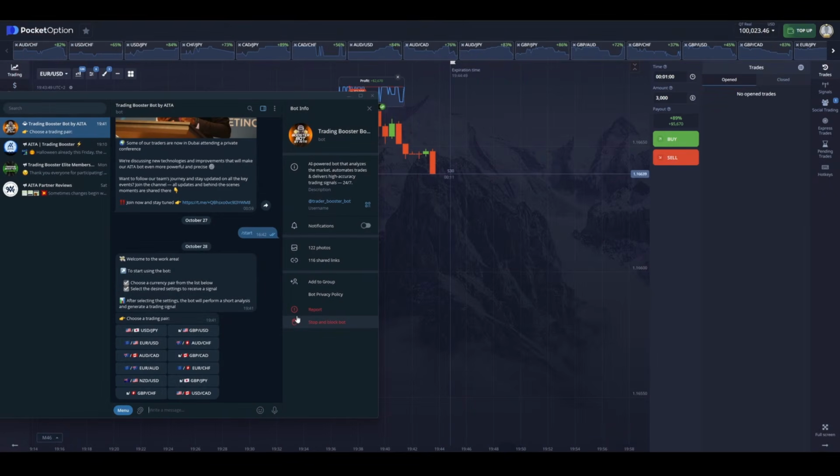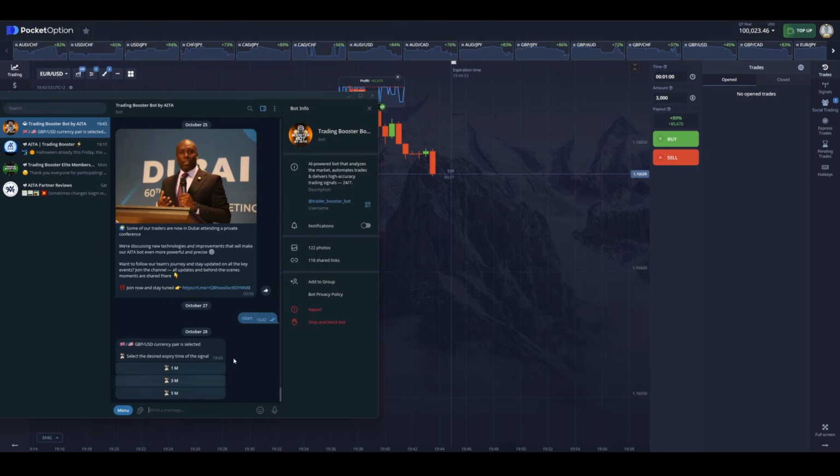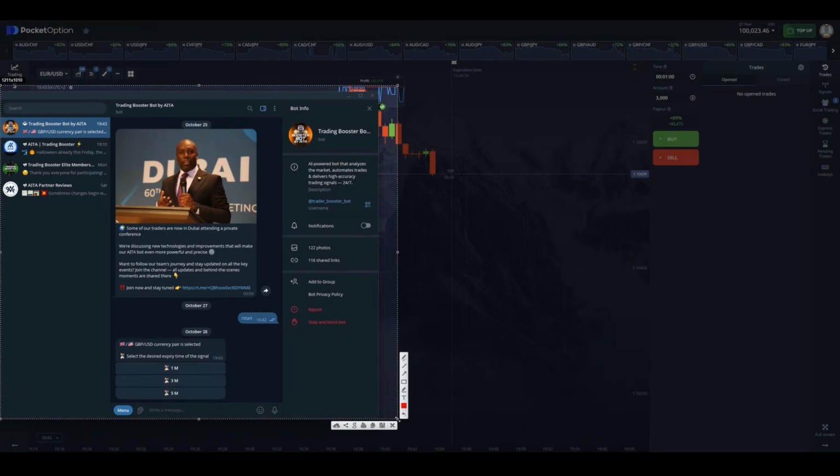Let's pick any currency pair. For example, let's go with British pound to dollar. Next is the trade duration. Look, to choose the trade duration, you need to understand two things first. What trading style is comfortable for you? If you like really fast trades, then choose 1 minute.